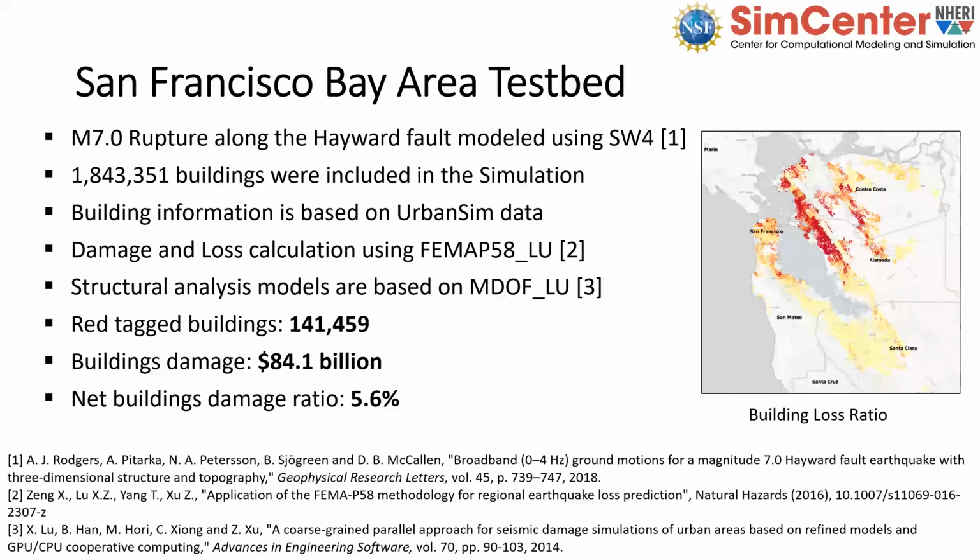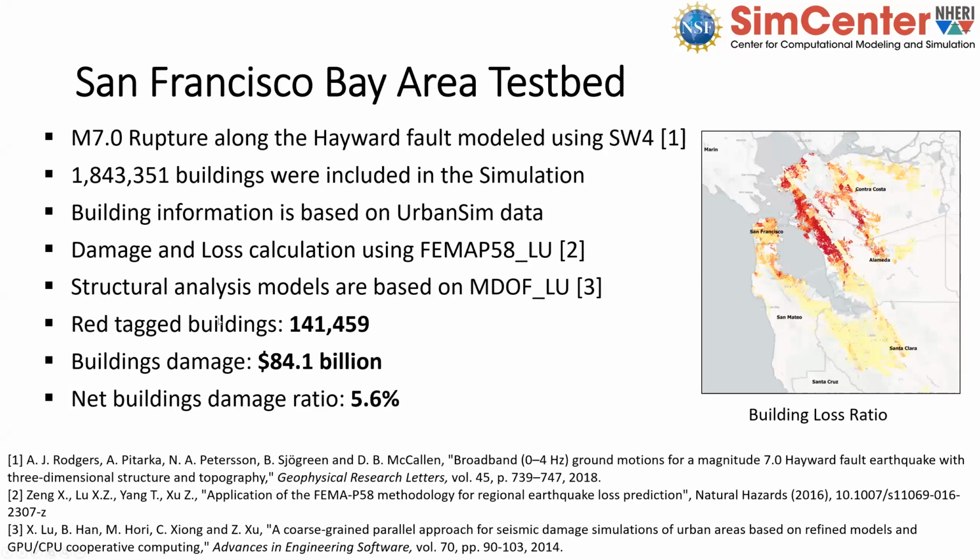So we have actually exercised this regional simulation workflow on the San Francisco Bay Area. We obtained the magnitude 7 earthquake simulation using SW4 from Dr. Rogers and his colleagues, as I mentioned. And we had an inventory of 1.8 million buildings coming from UrbanSim. We used damage and loss calculation provided by FEMA P58 and the structure analysis model, the multi-degree freedom shear building model, also provided by Professor Liu's group. We made sure all of these applications satisfy the interfaces for the SimCenter framework, and we were able to run the simulation.